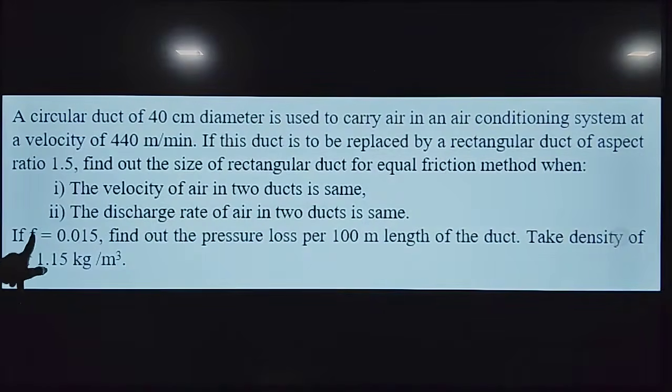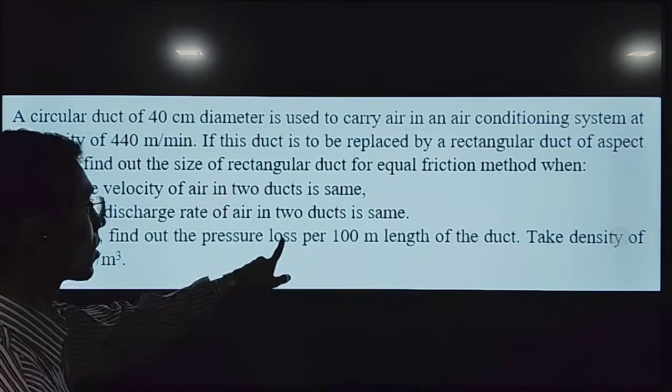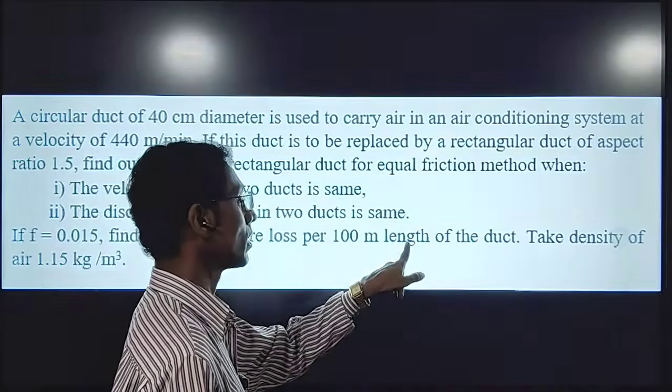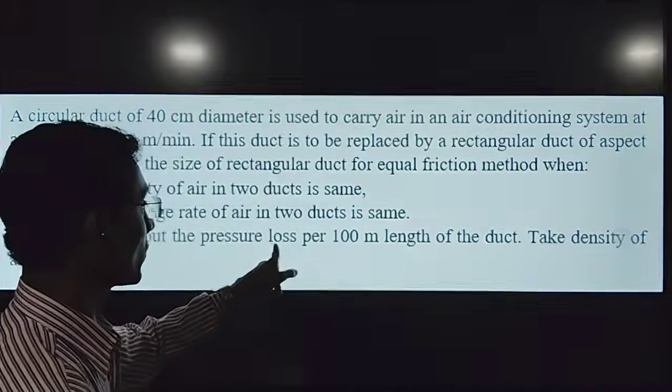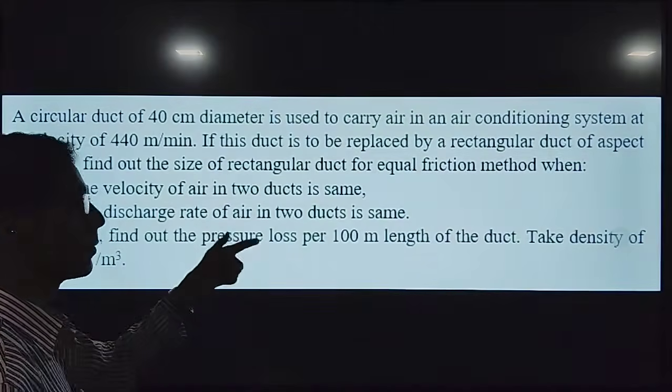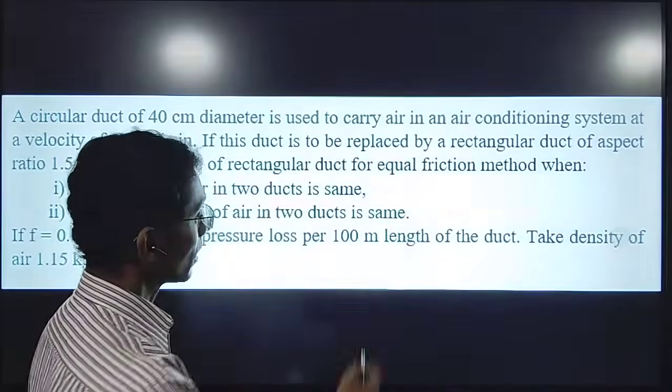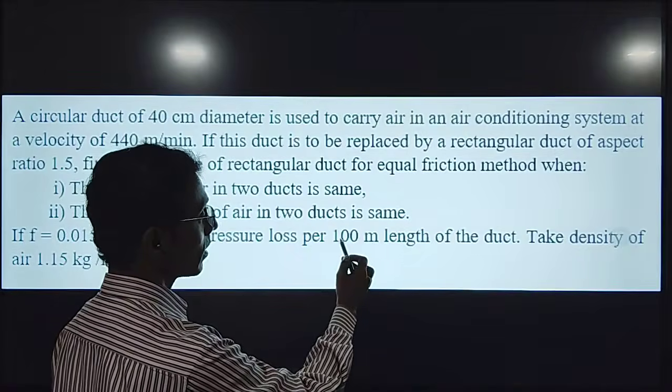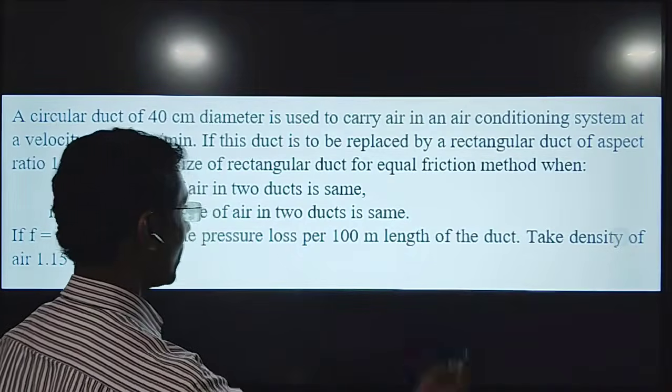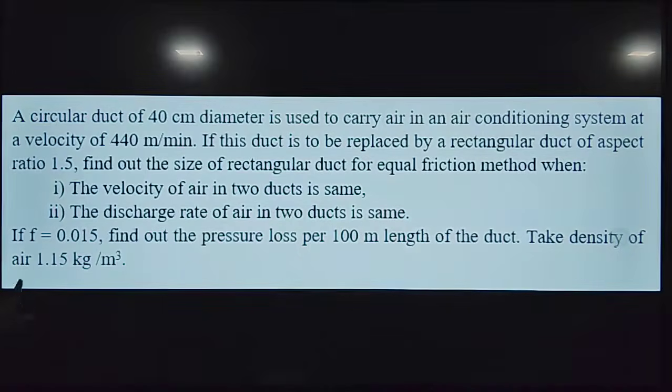Now for this pipe, the friction factor f is given, and we are asked to find out the pressure loss per 100 meter length, because by the calculation we will find the pressure loss for 1 meter. Here the length of pipe is given, that is 100 meter. And the density of air is provided here, 1.15 kg per meter cube.